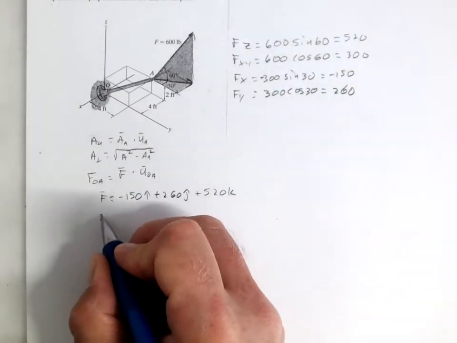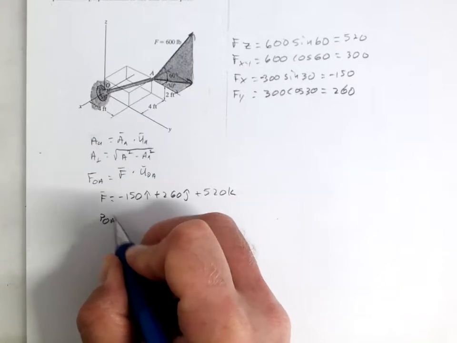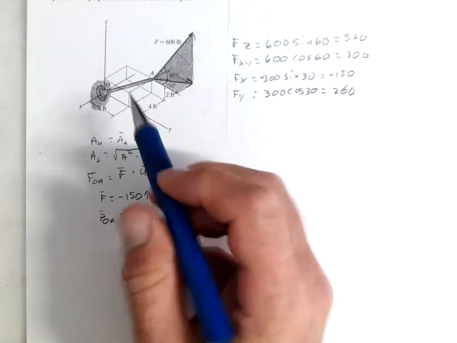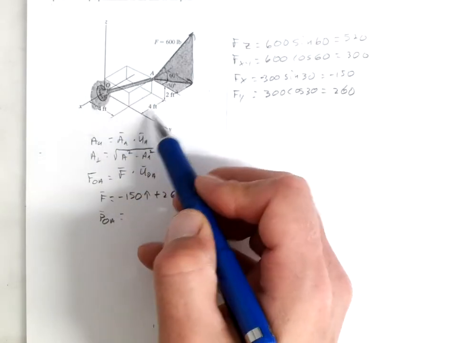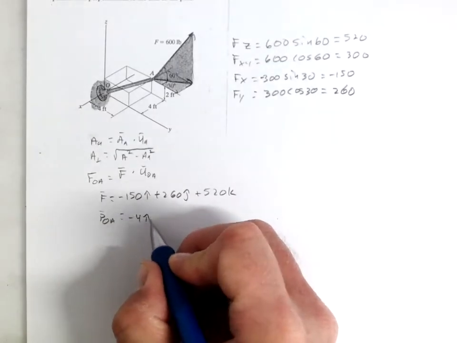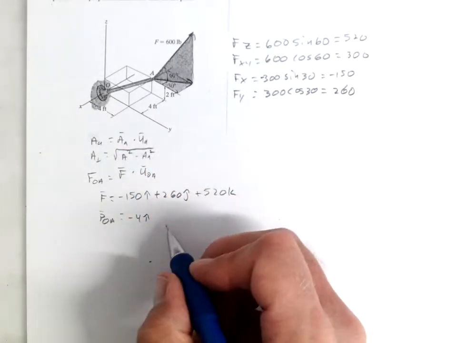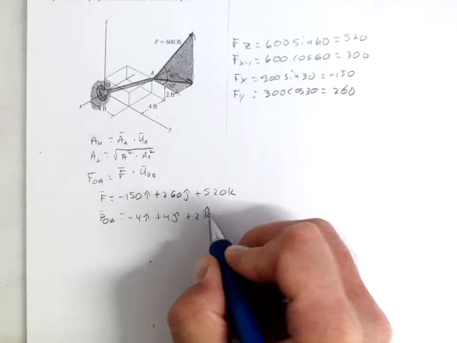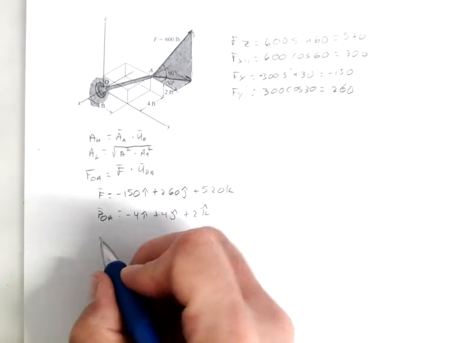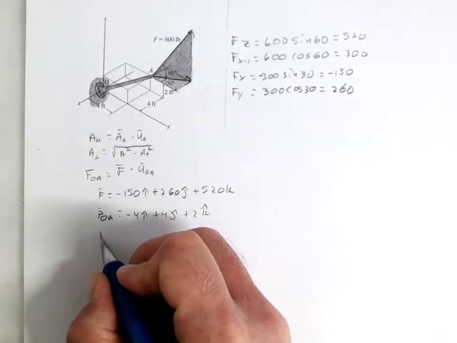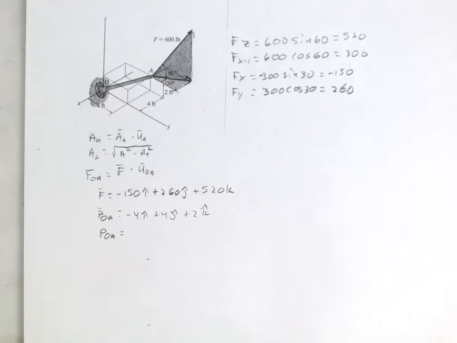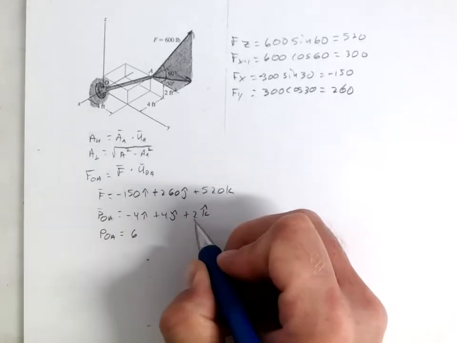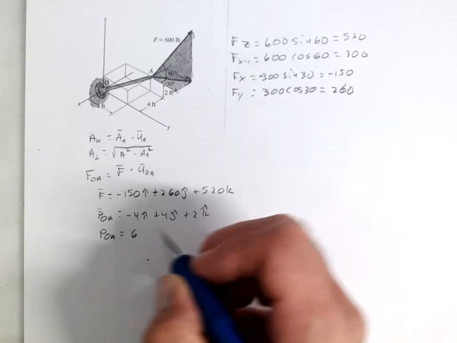So we'll start out with the position vector. The position OA from there to there is negative 4 in the i plus 4 in the j plus 2 in the k. So the magnitude of that is equal to 6. 16 plus 16 is 32, plus 4 is 36, square root of 36 is 6.